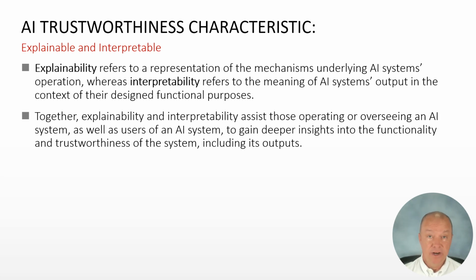The next desired characteristic is explainable and interpretable. Explainability refers to a representation of the mechanisms underlying an AI system's operation, whereas interpretability refers to the meaning of an AI system's output in the context of its designed functional purposes. So together, explainability and interpretability assist those operating or overseeing an AI system, as well as users of an AI system, to gain deeper insights into the functionality and trustworthiness of the system, including its outputs.